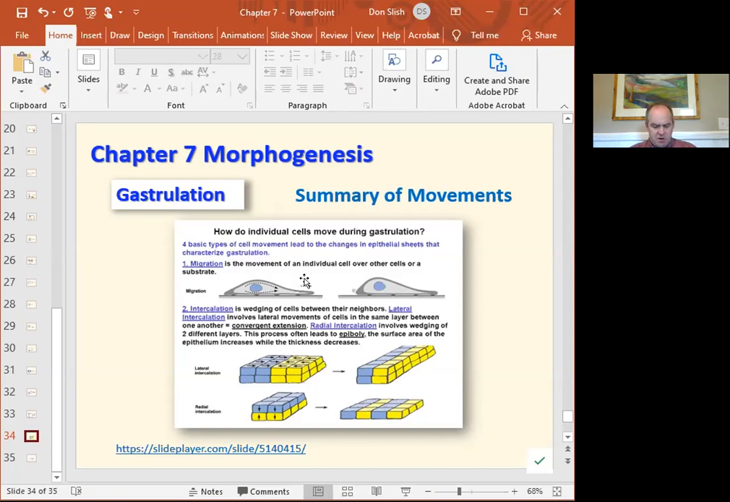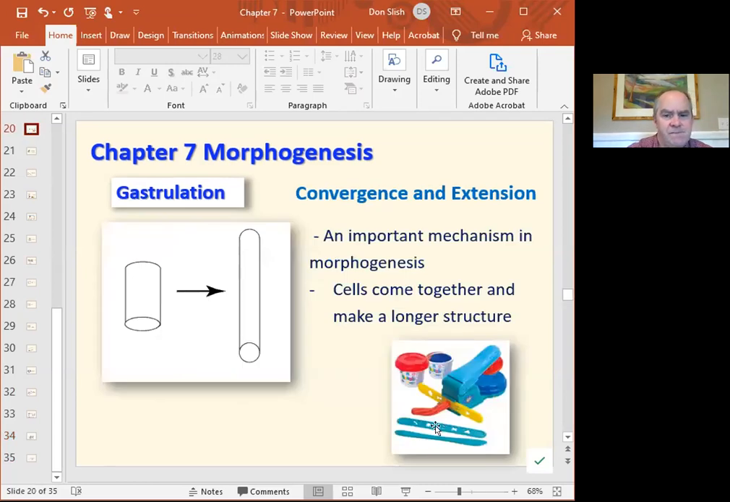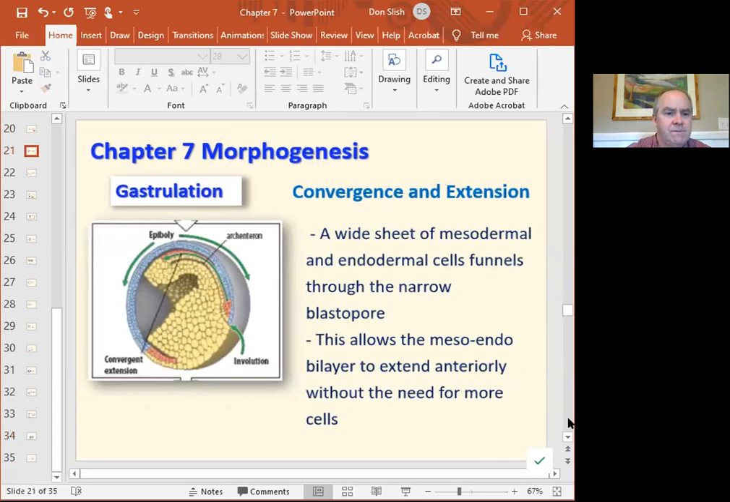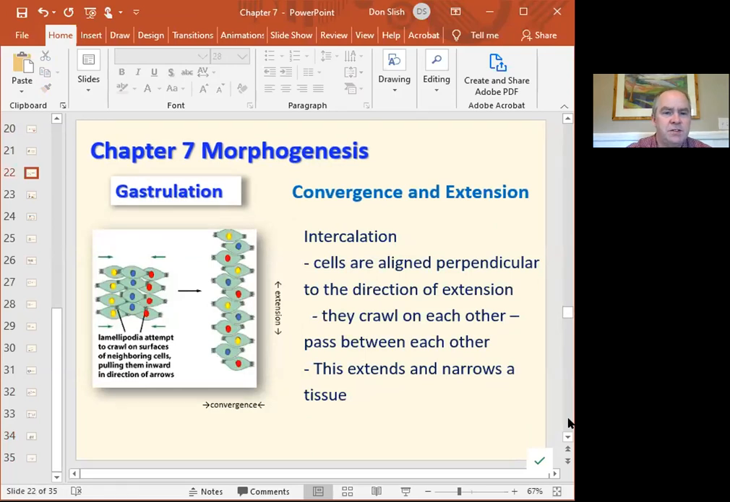What did we talk about Monday that was intercalation? Oh God, mind is wiped. What did we do Monday? Let's back up. Oh, Xenopus. Oh, my Xenopus.